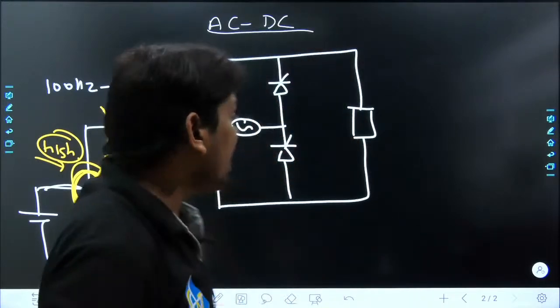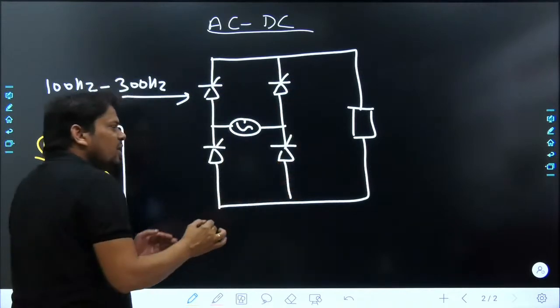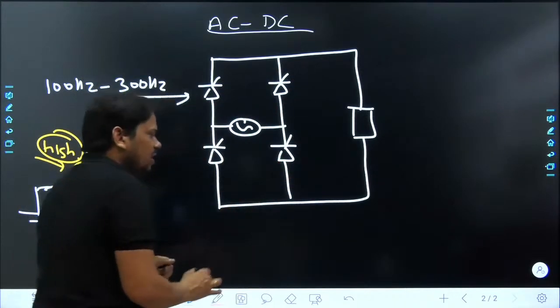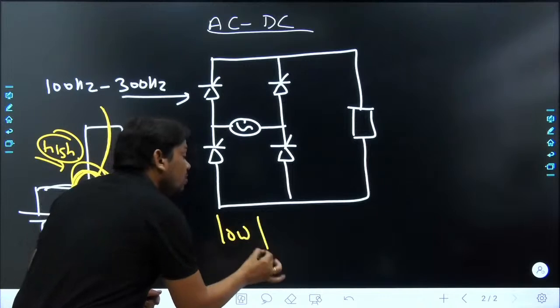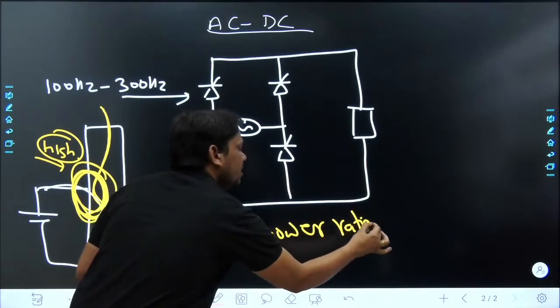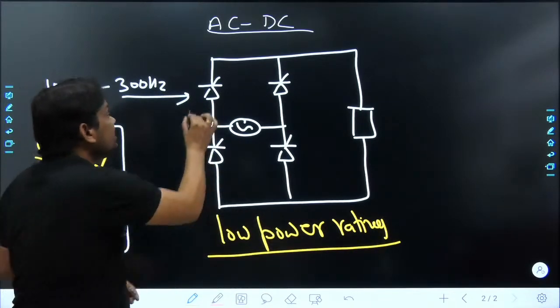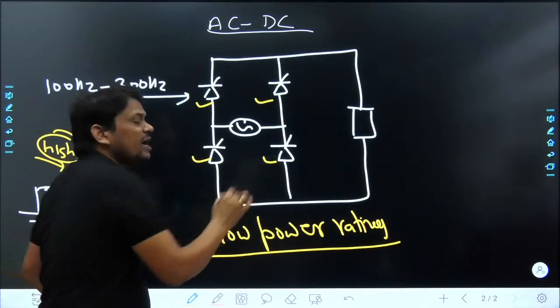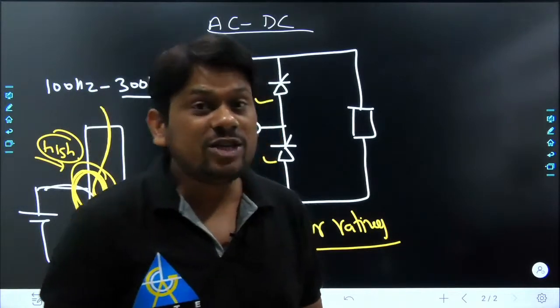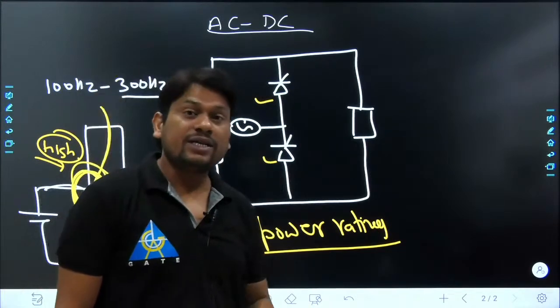Now, my dear friend, let us assume we want to design this converter not for high power rating. We want to design this converter for low power rating. Okay, this is the first thing. Now, can we replace these SCRs by any other device? Do you have any choice? Can you tell me? Think over it and tell me, everyone.